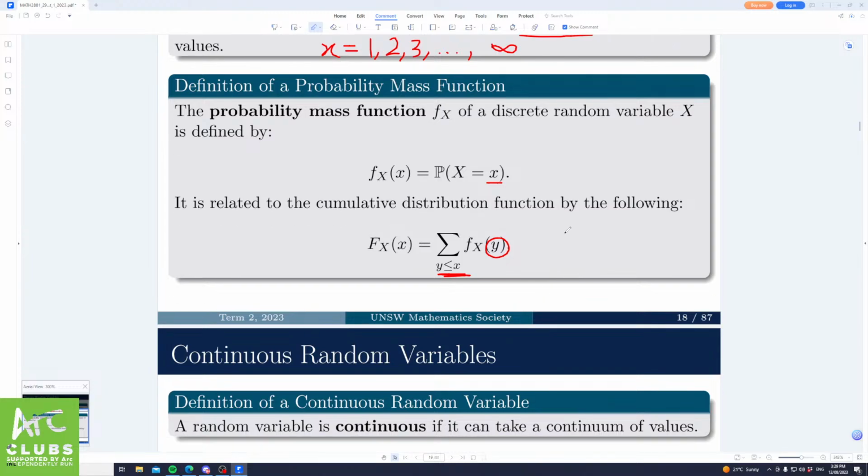Say x could take on the values 0, 1, 2, 3, 4. If we wanted to find the CDF of the random variable at 2, this would just be the probability that the score is 2, plus the probability the score is 1, plus the probability the score is 0, because 2, 1, and 0 are the 3 scores that are less than or equal to 2.